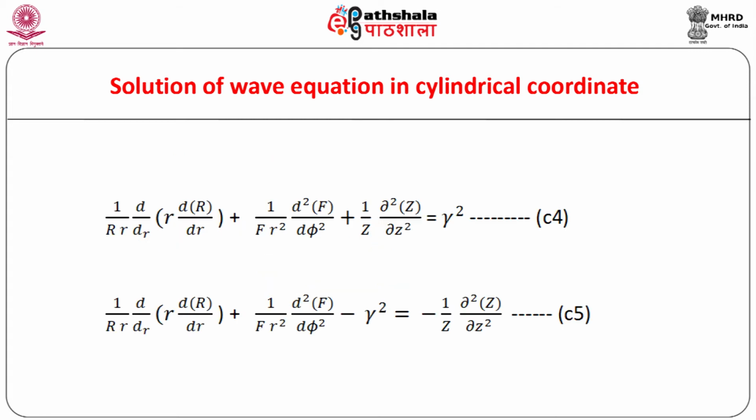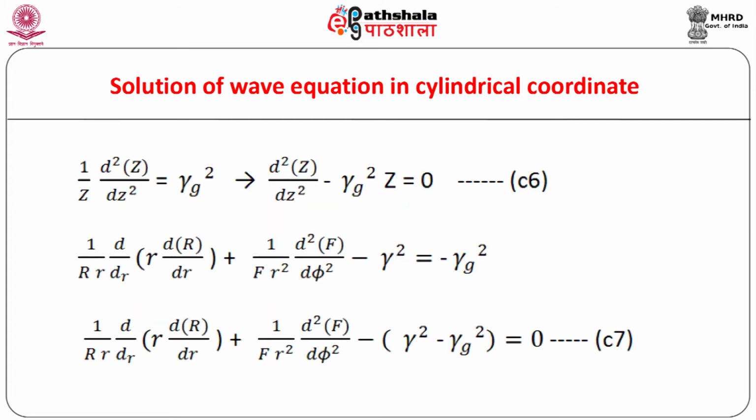The equation C4 can be rearranged as shown. We note that in this equation, right hand side is a function of only z, while left hand side is a function of only r and phi. Each of the two sides can be equated to the same constant, say minus gamma g squared. Thus, we have two equations as shown, namely C6 and C7. If we multiply each term of this equation by r square, we get equation C8 as shown.